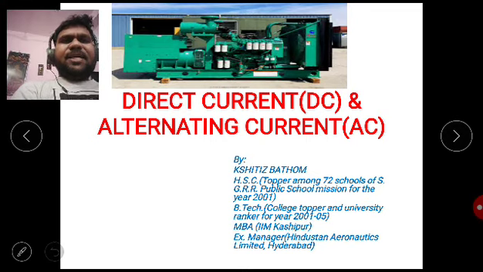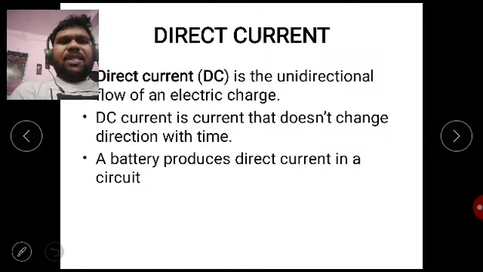Okay, so DC and AC are part of the chapter Magnetic Effect of Current given in the NCERT science book for class 10th. So we will start with direct current. What do you mean by direct current? Direct current is a current that travels only in one direction, which means there is no change in the direction of the current with time. So it travels in one direction.